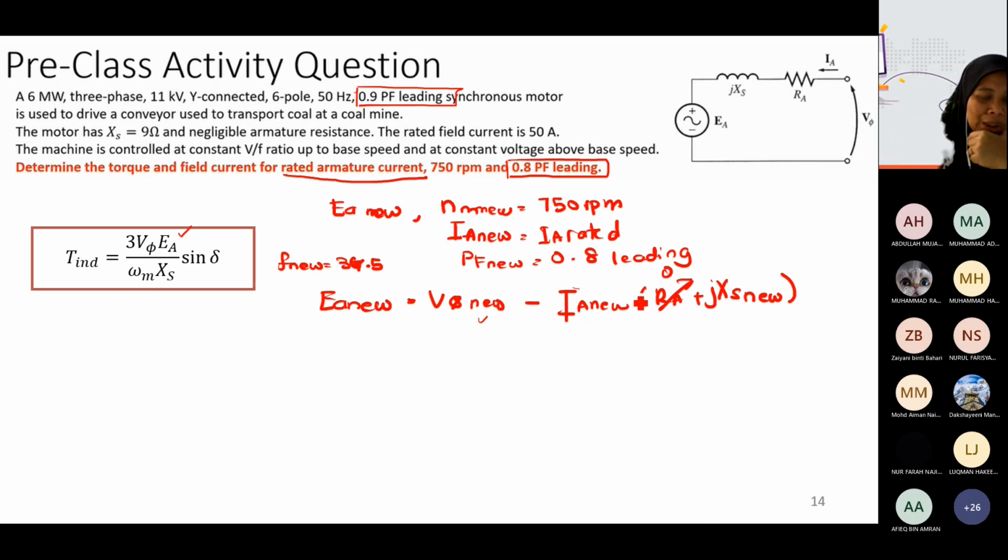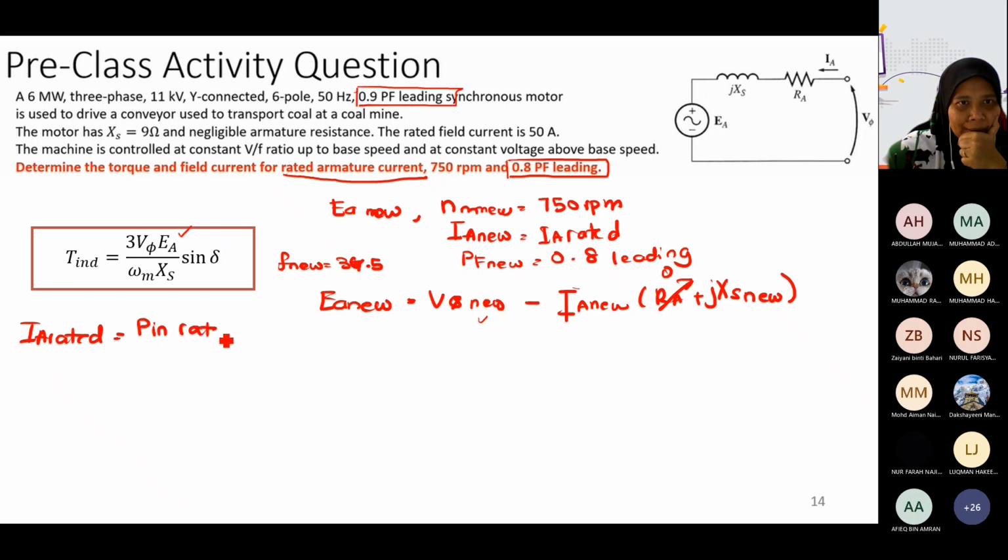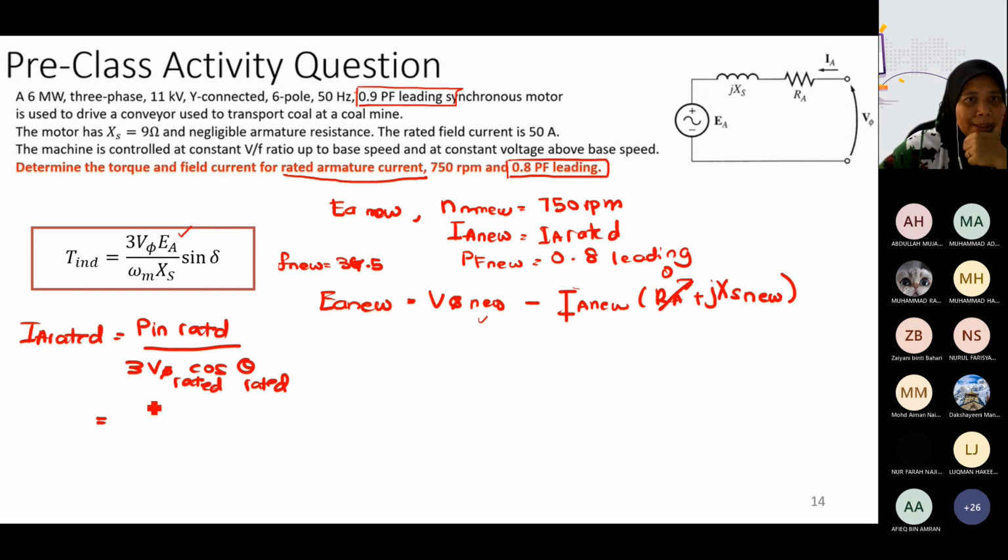What about your IA? How to calculate your IA? Just now we did it in the Menti. How to calculate your IA? Use power. So IA rated equal to P in rated over 3 V phase cos theta rated, all rated. Okay, what's the value of P in? 6 megawatt. Why 6 megawatt?